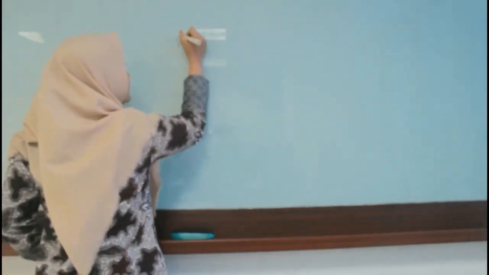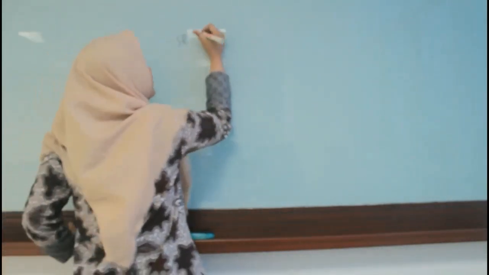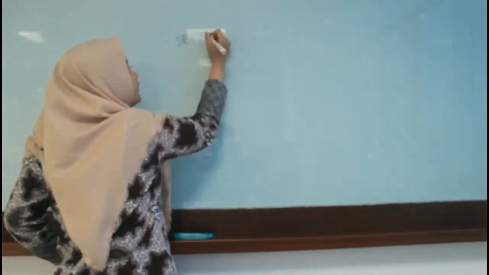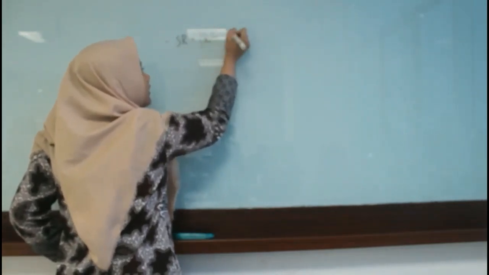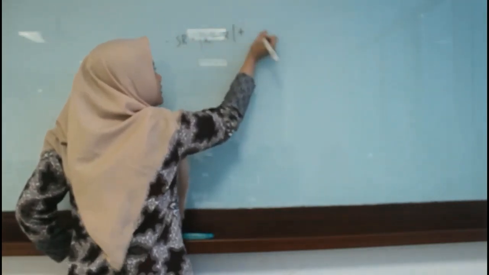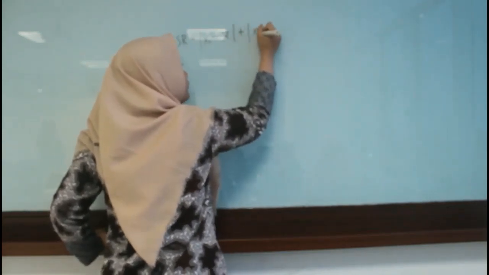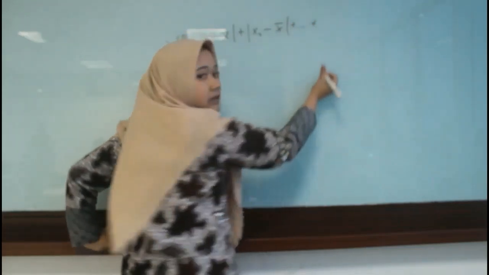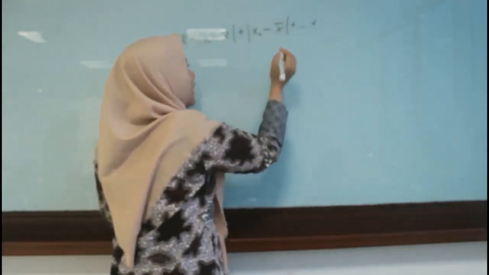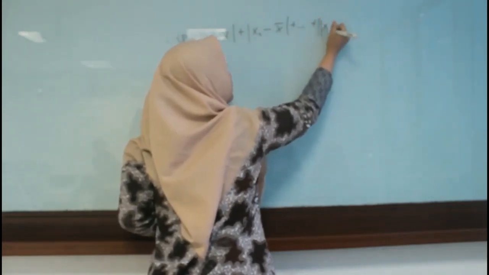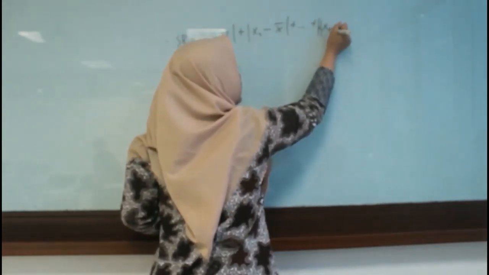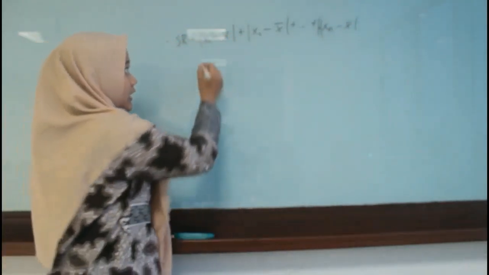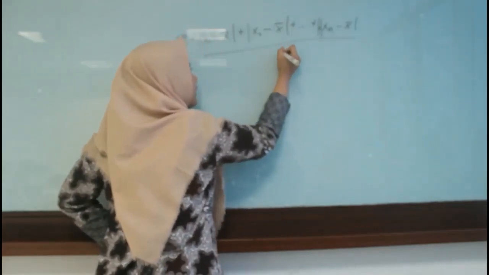And the formula is: average deviation equals the absolute value of x1 minus average plus x2 minus average until xn minus average, divided by n.